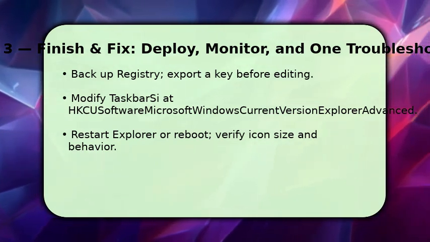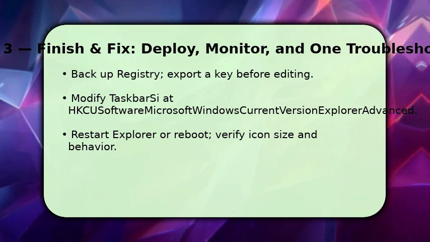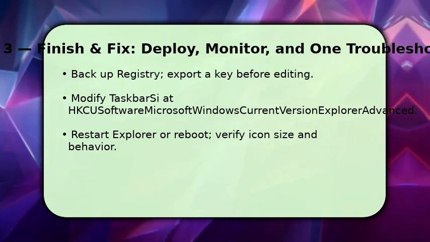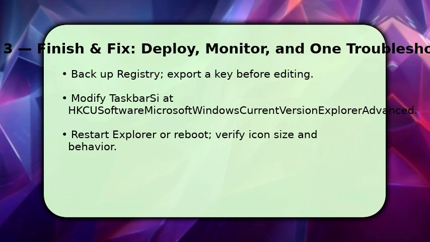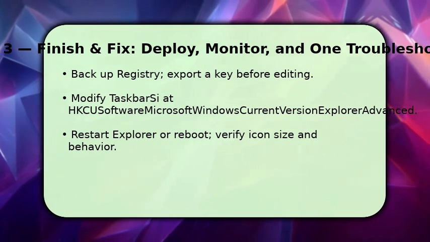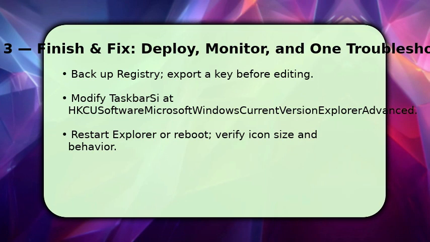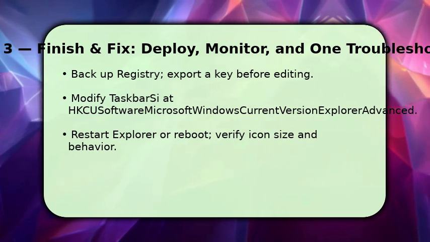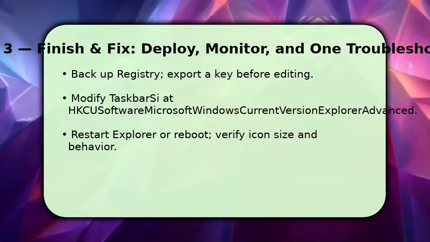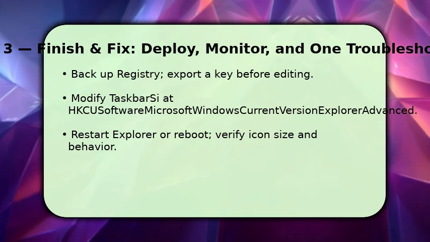Then open Regedit and navigate to HKCU/Software/Microsoft/Windows/CurrentVersion/Explorer/Advanced and create or edit a DWORD named TaskbarSi. Set it to 0 for smaller icons, 1 default, 2 larger. Once you change it, restart Explorer or reboot to apply.